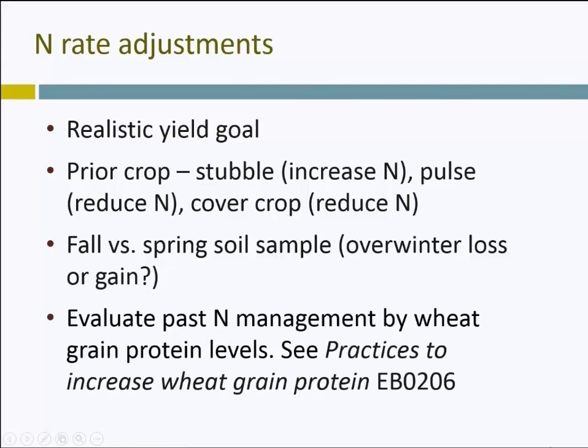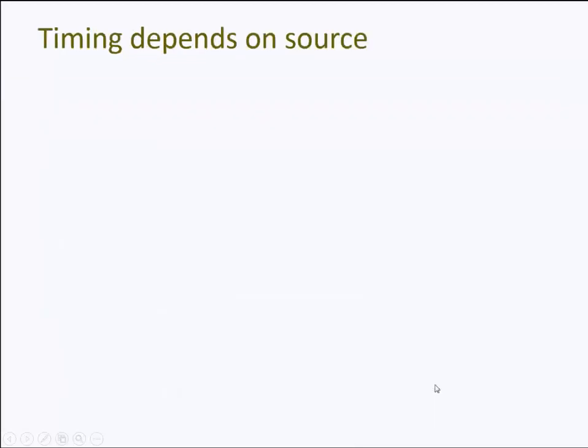Another way to adjust nitrogen rates is to evaluate your past nitrogen management based on wheat grain protein levels. So basically, if spring wheat protein is above about 13.2%, you likely are maximizing your yield. If you're consistently below about 13%, you probably should add a little more nitrogen. The level for winter wheat is closer to about 12%, what I would call the critical level. And if you want more information on that, you can go to my extension bulletin shown here.